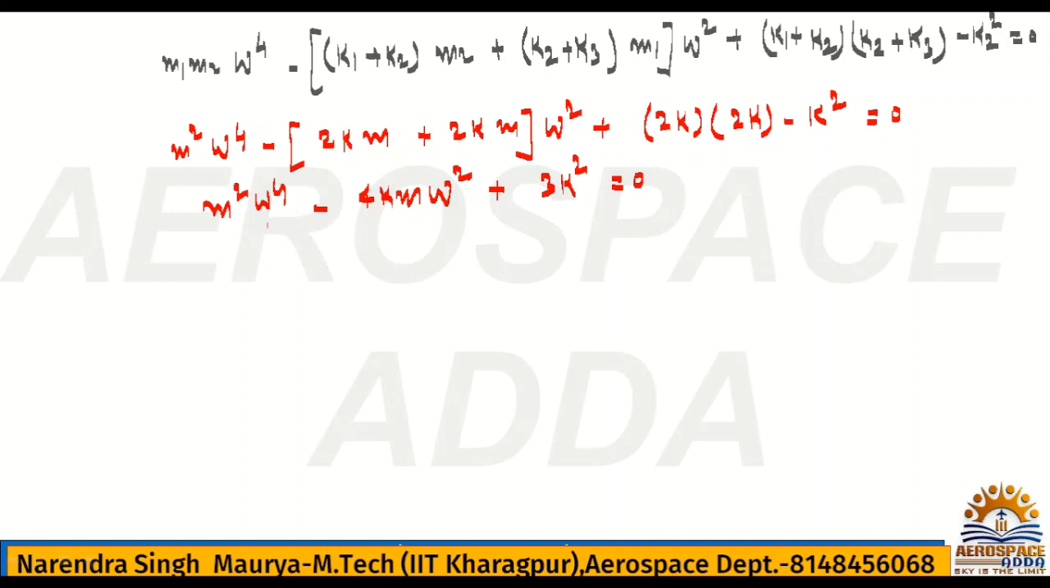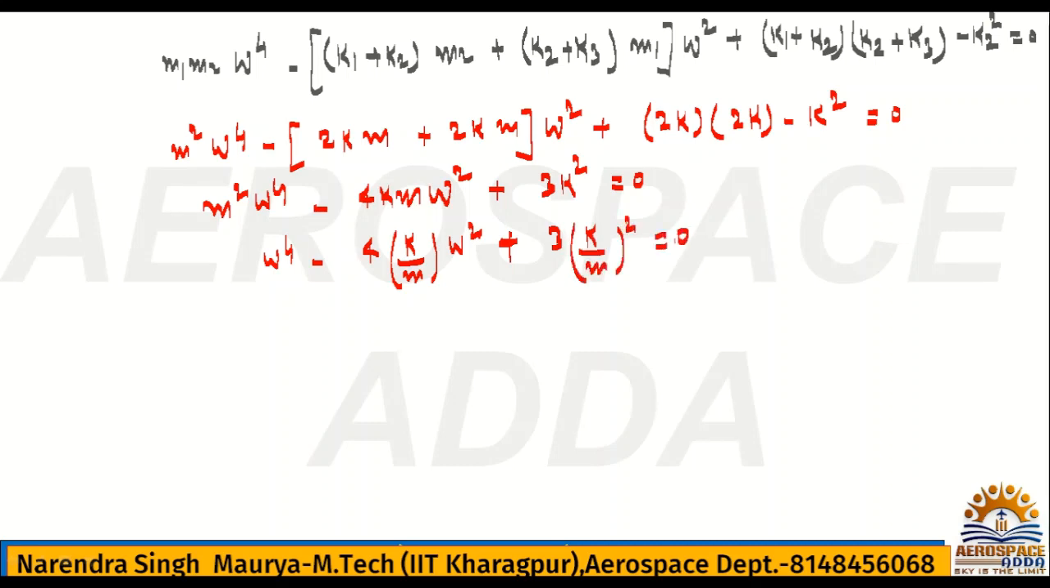Now, if you want to write, you can write omega to power 4 minus 4 k by m, just divide by m square, so m cancels out, it will be k by m, you just take in bracket omega square, plus 3 k by m square. Actually you have divided by m square both sides. Now this value you got.